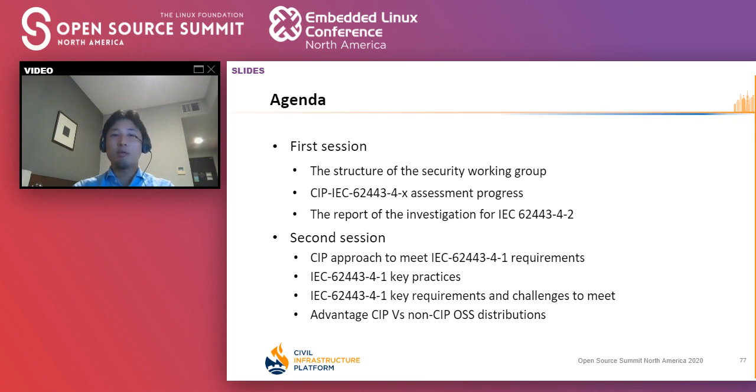Okay, today we would like to talk about activities of CIP Security Working Group to achieve industrial grade security. In the first part, I will talk about the background, purpose, and activities of us, the roadmap and progress of the certification for IEC 62443 Part 4, and the survey results about technical requirements for IEC 62443-4-2.